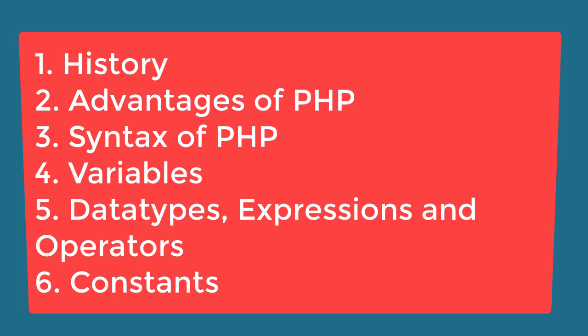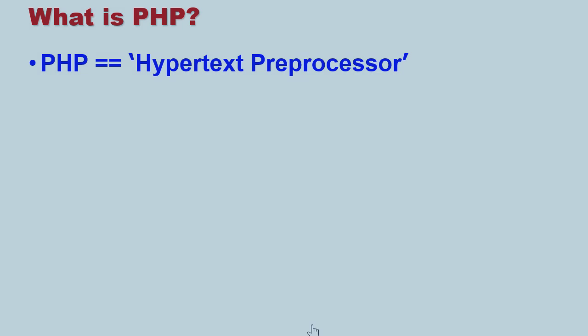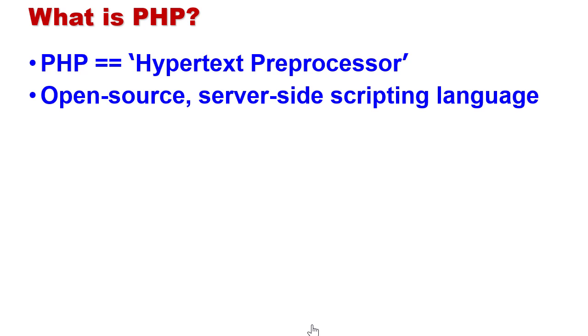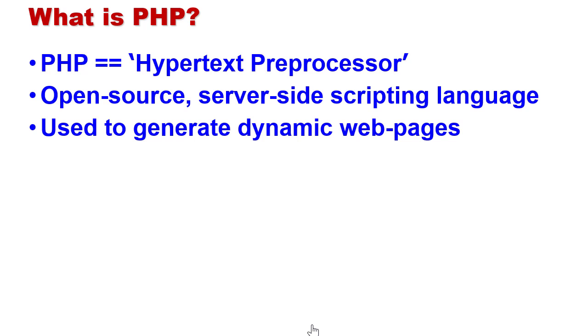Hello students, today we are going to start to understand what is history and what are the advantages of PHP and the basics of PHP. So let us start. PHP, the acronym, stands for Hypertext Preprocessor. It is nothing but an open source server-side scripting language, and it is mostly used to generate dynamic web pages, and due to this ability PHP has become so popular.